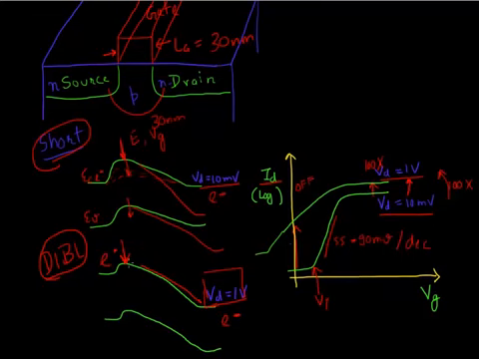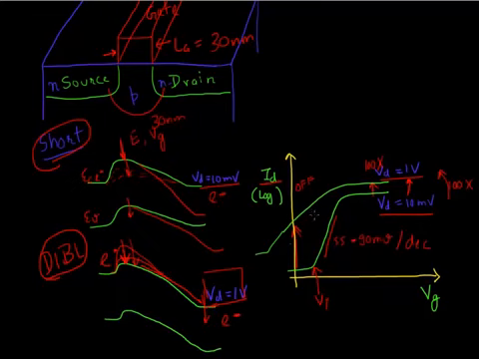Why this is happening is because even though you are not applying any gate voltage, you are reducing this barrier for electrons to go from your source to the drain because of applying this high drain voltage. So this high drain voltage is essentially reducing this barrier, and so you're getting a much larger increase in your off current.